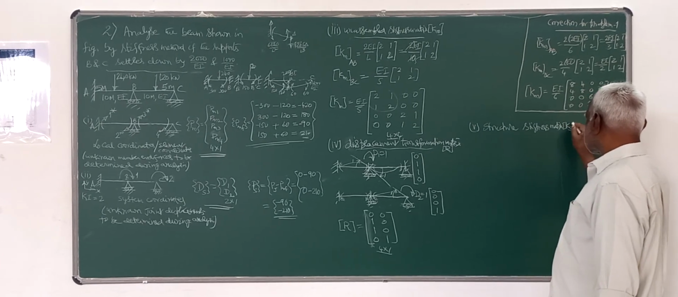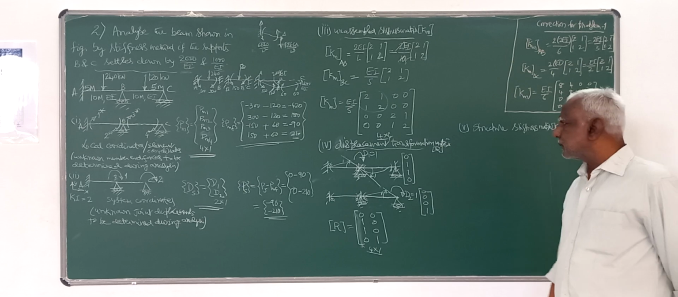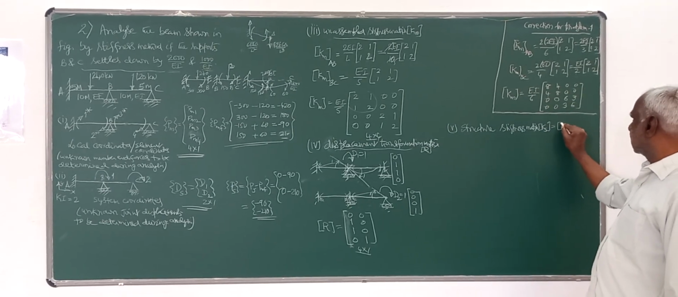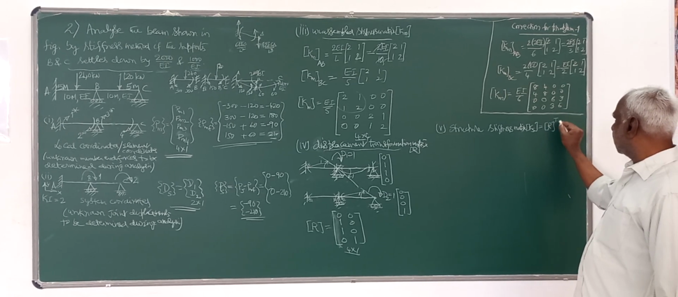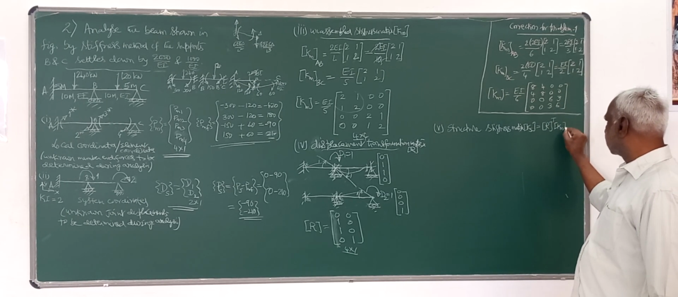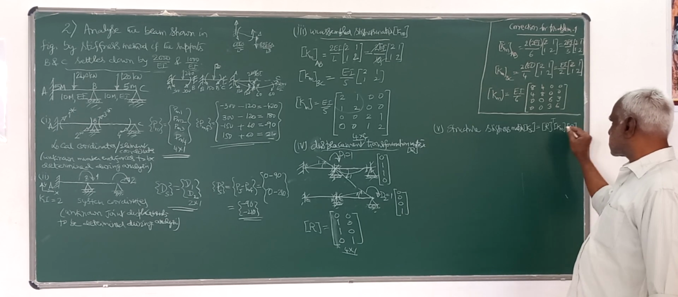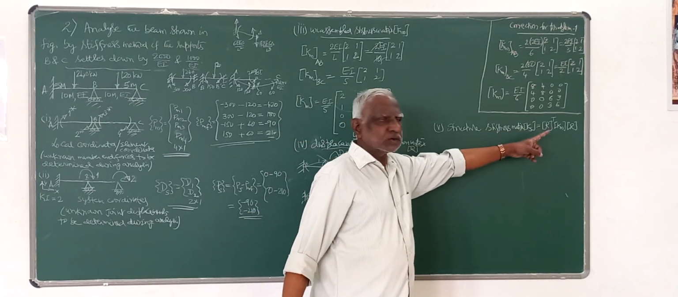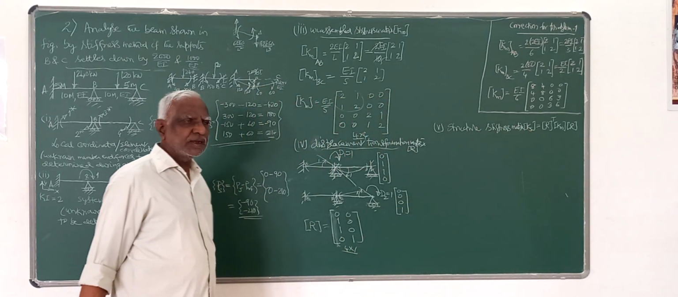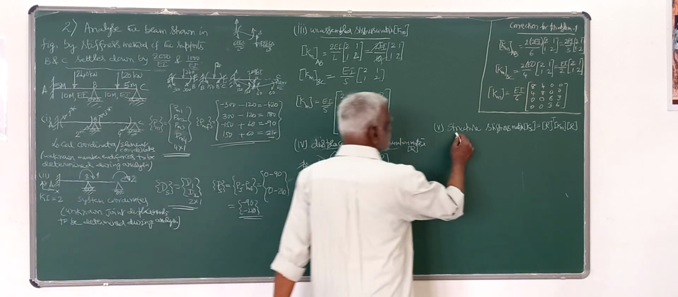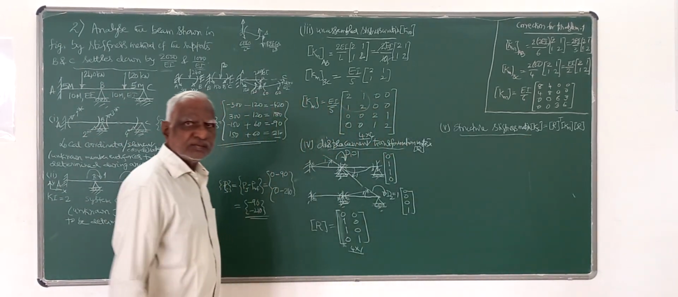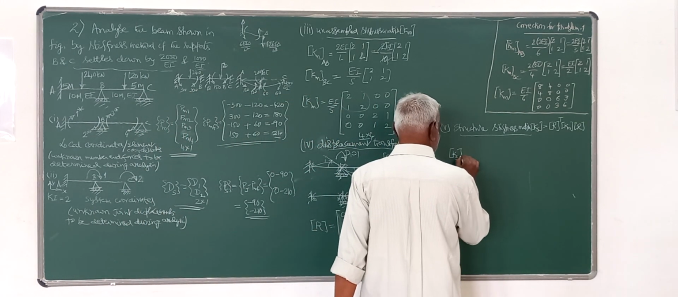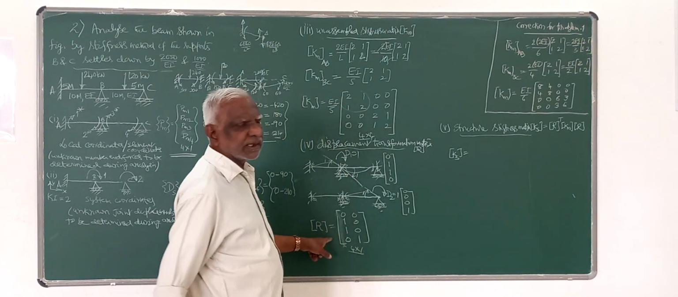This structure stiffness matrix, by the principle of contragradient, which I derived in the previous class, is given by RT Km R. By the principle of contragradient, I just derived this equation. So using that equation, straight away we can work out the structure stiffness matrix. That is the fifth step. So that is KS equals RT, R we have generated here.